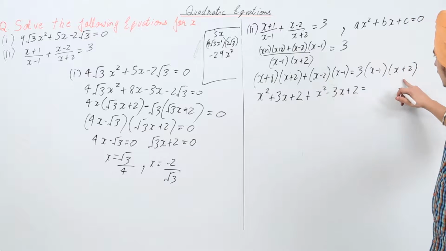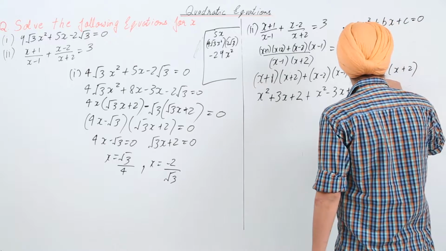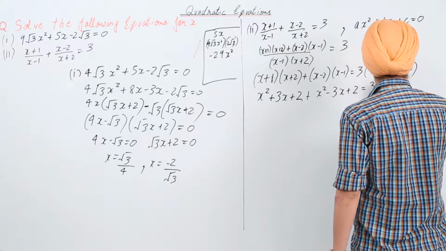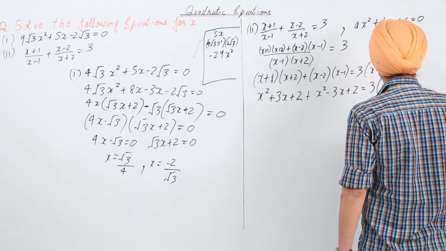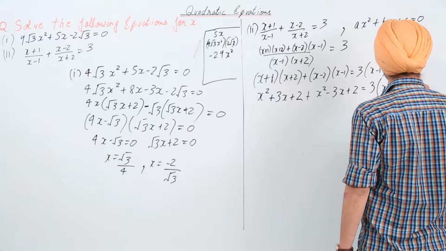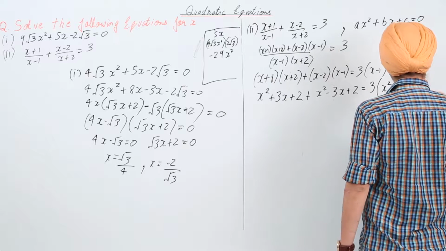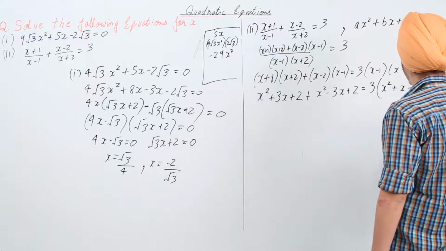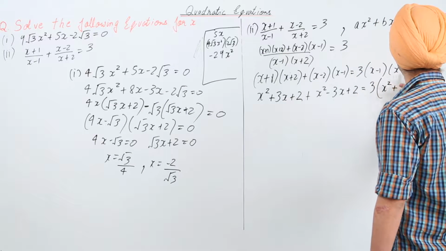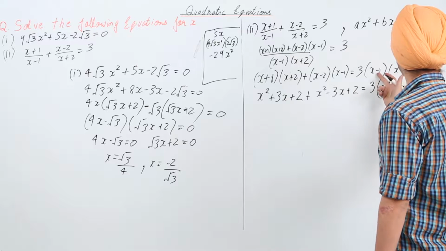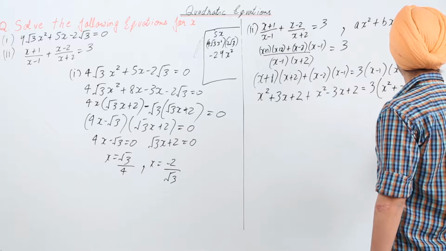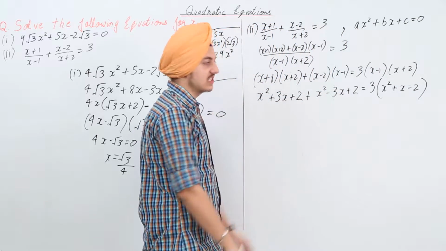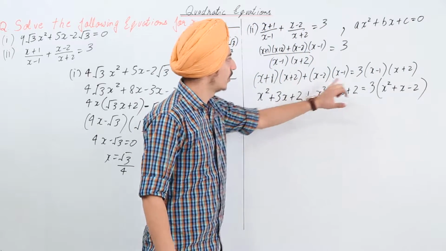Plus this term will come out to be equal to, we write 3 into x square plus x minus 2. Okay, this is again very simple. We multiply x square. Okay, so now these are the equations. This is the simplified form. We've just opened all the brackets.